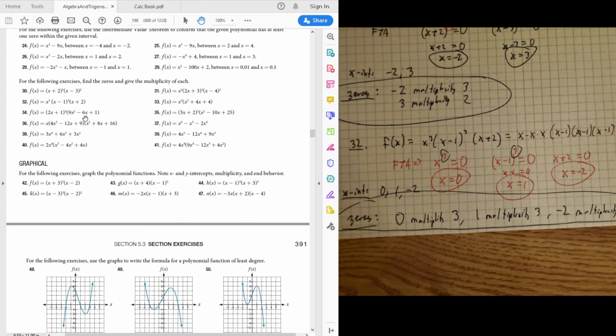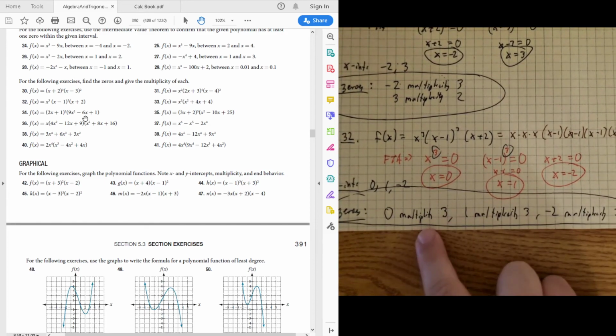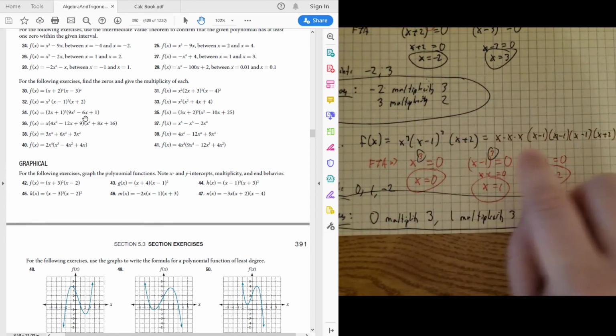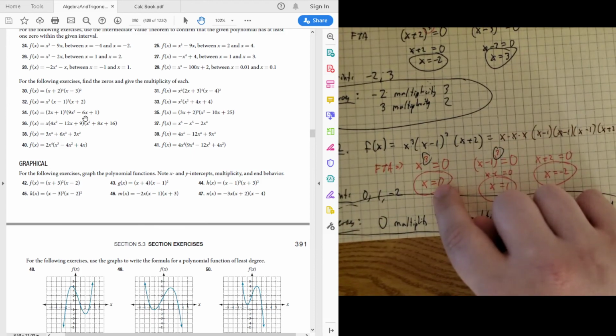Because remember, this is what it means. It means how many times does that answer appear? 0 appears 3 times. How do I know that? X to the third tells me that, but so does x times x times x, because each one of these would be an answer.